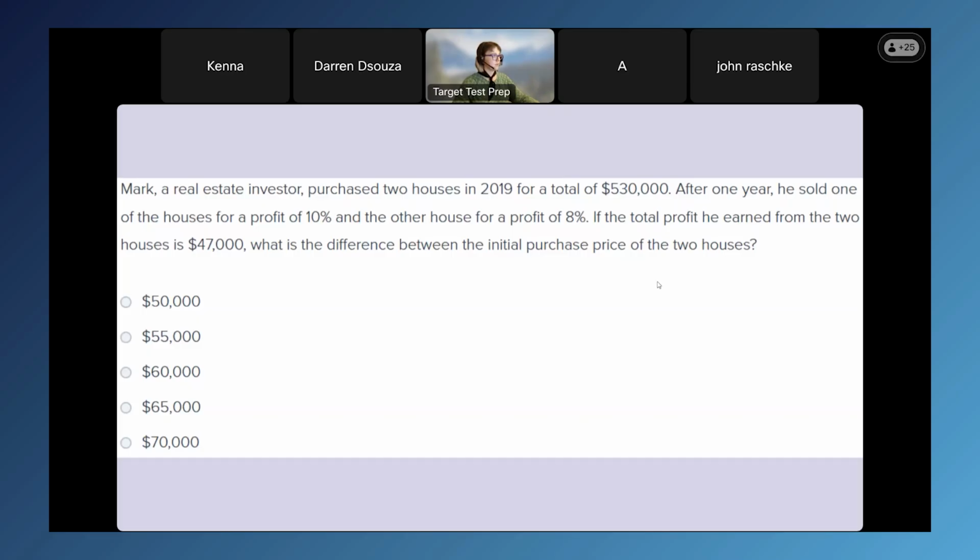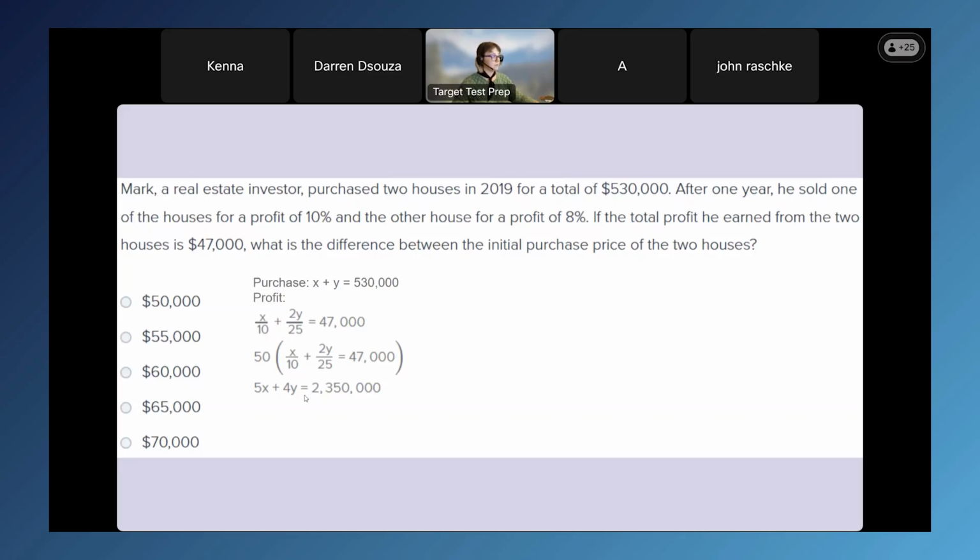So let's start here. Our purchase is X plus Y. That's our initial purchase price of house one and house two is $530,000. And the profit is X over 10 because 10% on that one, and 2Y over 25 because 8% on that one is $47,000. We're going to multiply this whole equation by 50, which is the least common multiple of 10 and 25, just to get those fractions out of the way.